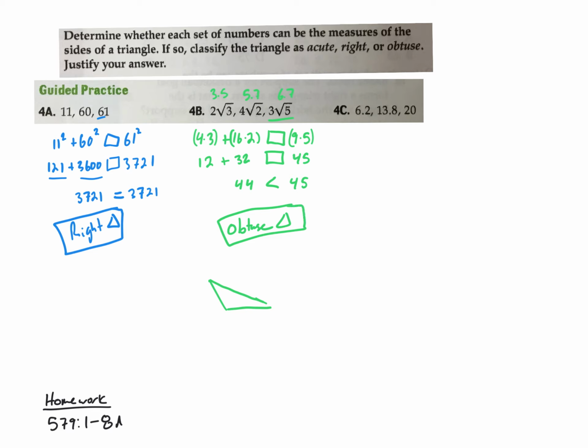Okay, so let's go ahead and check these. 6.2 plus 13.8, that'd be 14, 15, 16, 17, 18, 19, 20. So notice these two added together are equal to that one. It has to be longer. So I'm going to say no triangle can be made. So we don't have to classify that one because I can't make a triangle out of it.